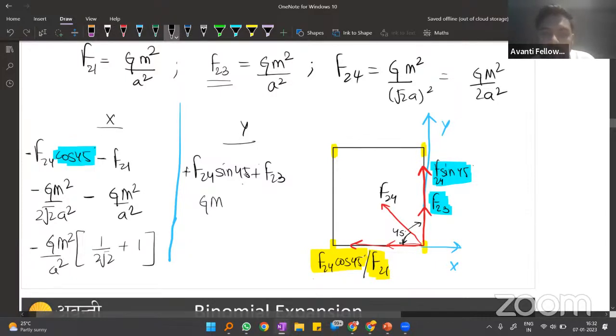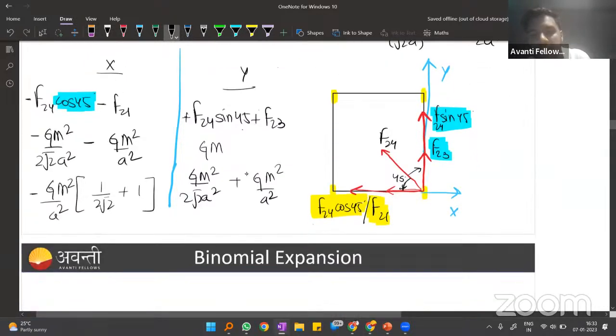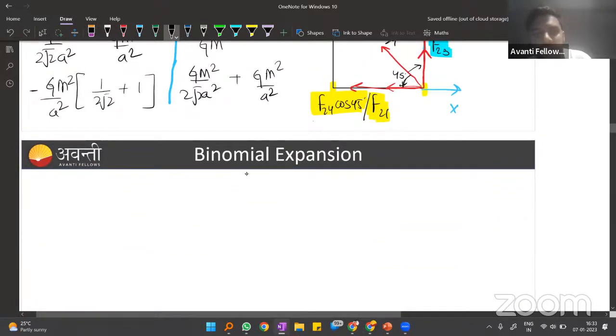Now for this one, F24 is GM square by 2a square, and since there is sine 45 also, that's why I'm writing it as 2 root 2 a square, plus F23. F23 is GM square by a square. So what will happen? Yet again, if you solve this, you'll get the same value. GM square by a square will come out as common, 1 by 2 root 2 plus 1.